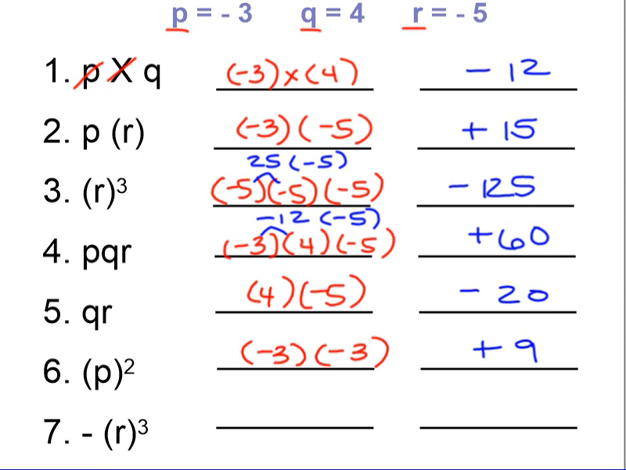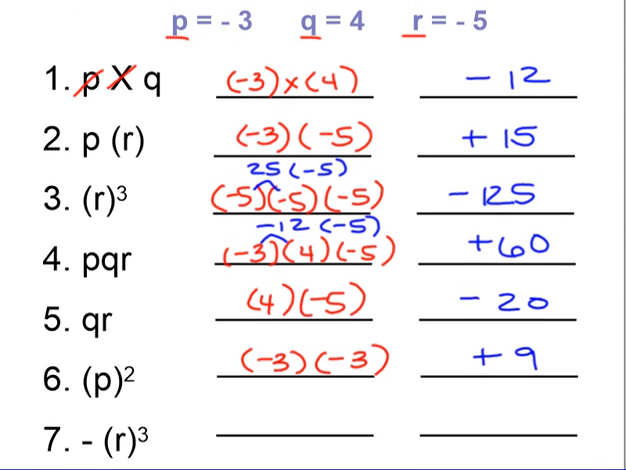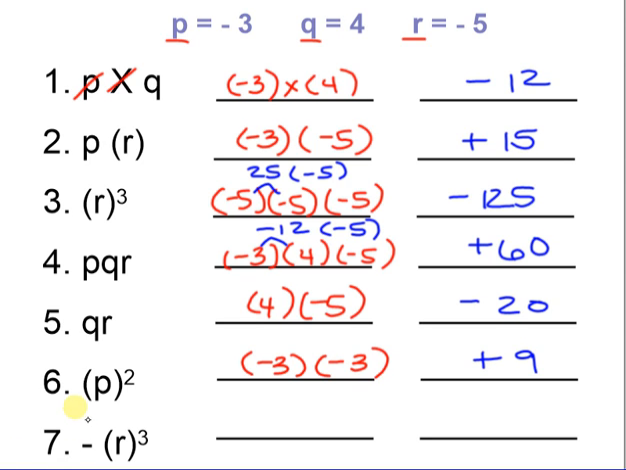Now, this number 7 here is a very, very interesting case. What you should notice off the bat is that that negative sign is outside of the parentheses, okay? And that's important. We're not going to deal with the negative sign until the very end. So the first thing I'm going to do is write my negative sign over here. Now I have to do r to the third power. R is negative 5. So I'm going to expand it out. Negative 5 times negative 5 times negative 5. Okay? I'm going to ignore that negative sign for just a minute there, okay?